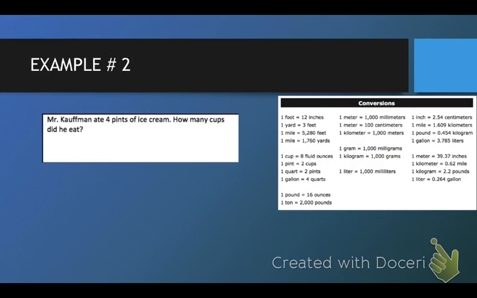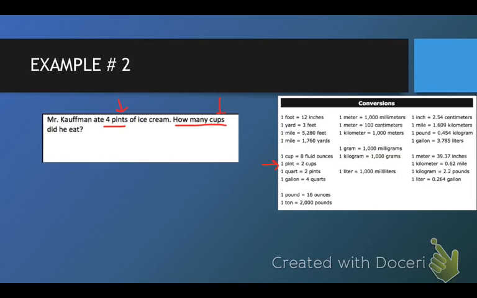Example number 2. Mr. Kaufman ate 4 pints of ice cream. 4 pints. How many cups? So we're looking for both pints and cups. So what we need to do is go back to our conversion chart and find pints and cups. And honestly, I found it really quickly. 1 pint equals 2 cups.